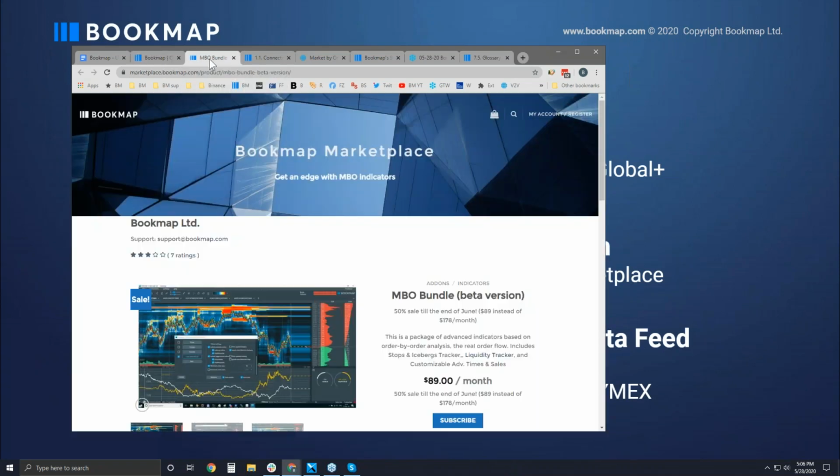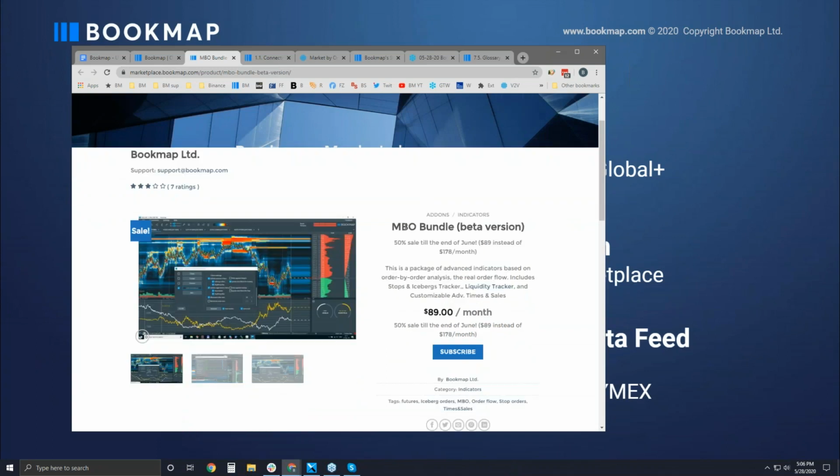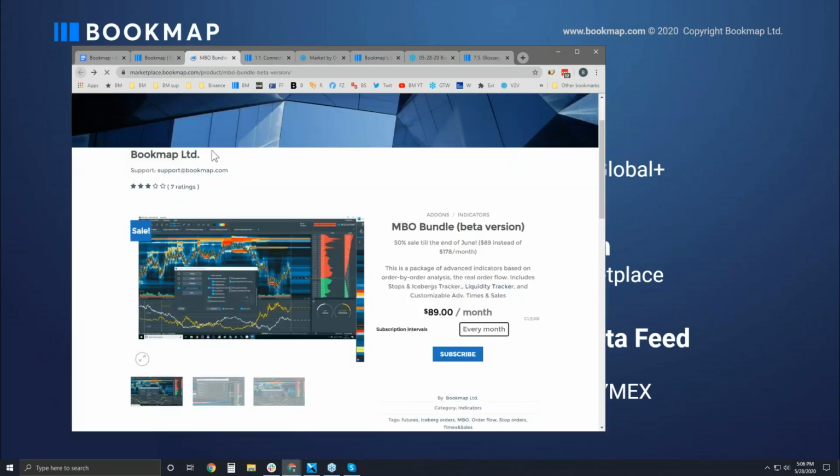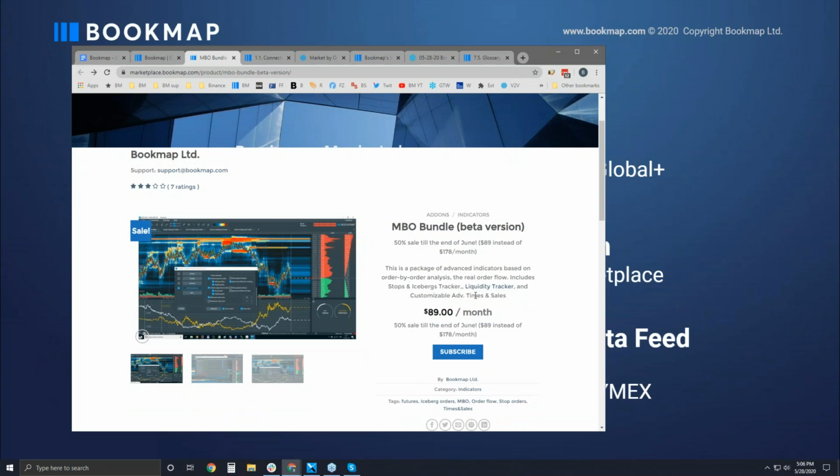Secondly, this is the Bookmap Marketplace here, and this is the one you want, the MBO bundle. There are actually three indicators that come with this: the Stop Iceberg tracker that we've been covering, a liquidity tracker right here, and this customizable advanced time and sales. So it's all with MBO data.